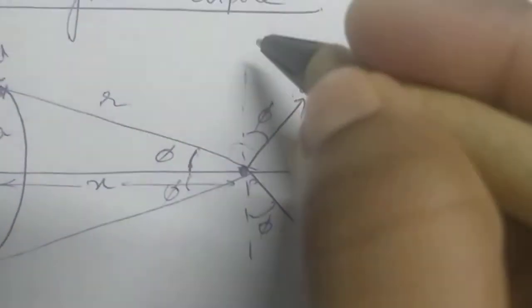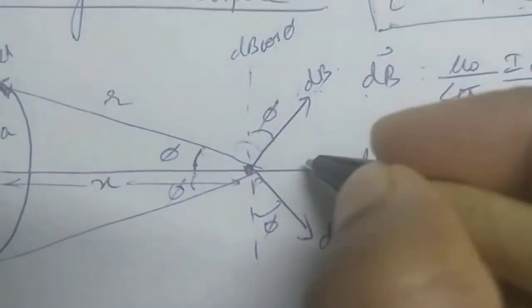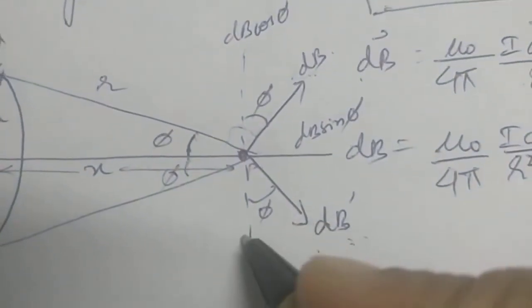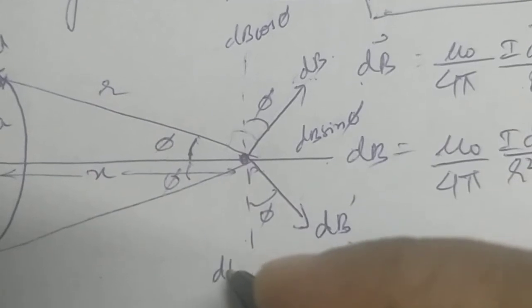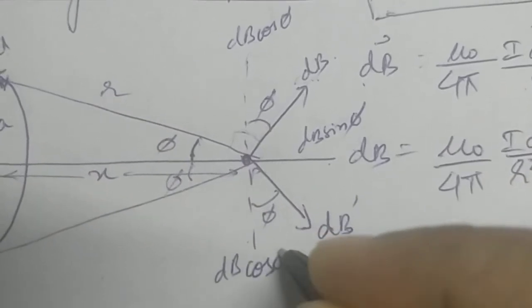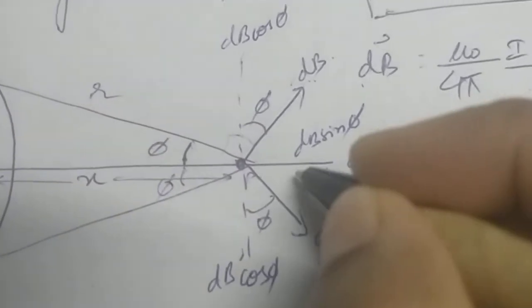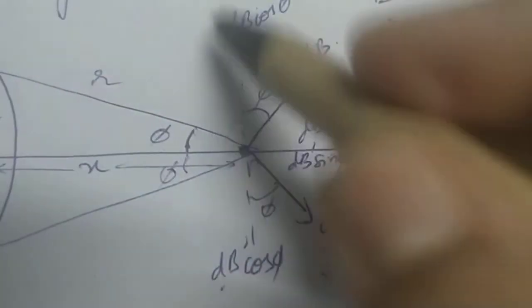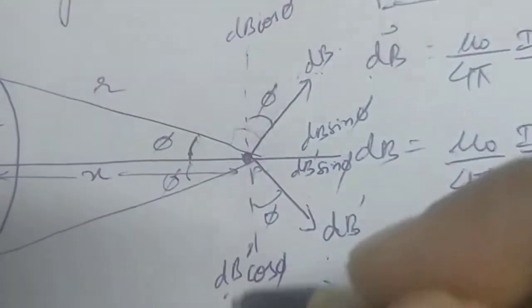If you resolve it, this can be resolved into this direction and this direction. This direction will become dB cos phi, and this will be dB sin phi. Same way, dB dash will be resolved in this direction and this direction. This will be dB dash cos phi. This will be dB dash sin phi. Okay, now these two, if you see, dB and dB dash are equal in magnitude.